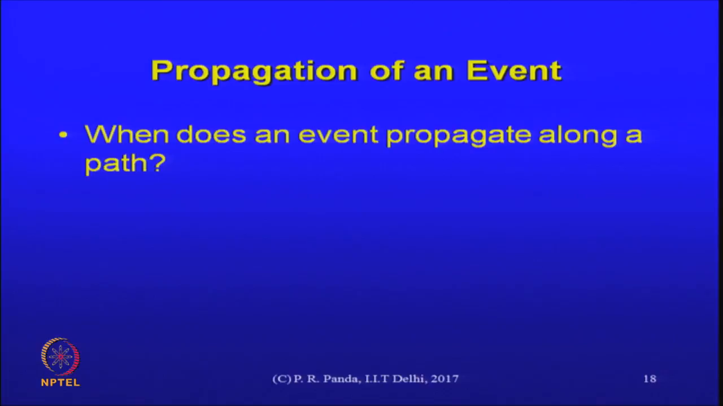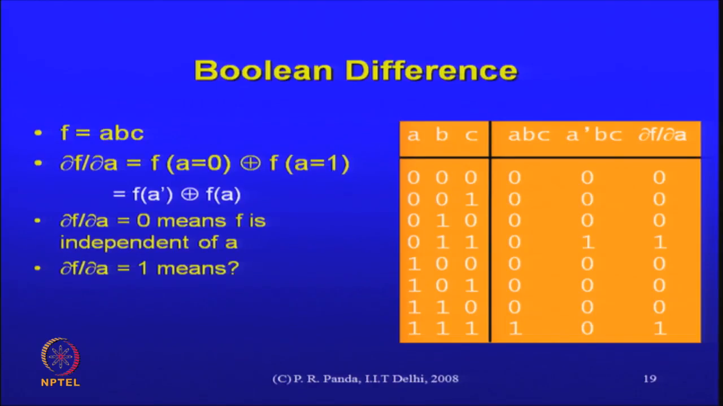So, let us just try to arrive at the condition that determines a critical path, so that one could make it a part of the analysis. The basic question then is related to the propagation of an event. When does an event propagate along a path? For that, one definition is worth noting, because the condition could be nicely captured in terms of this function called a Boolean difference.